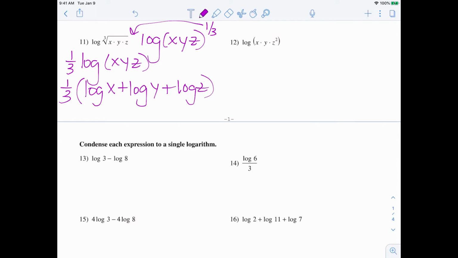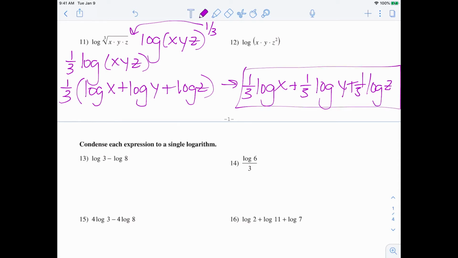And then if I want to, I can distribute the 1/3 through. So I would have 1/3 times the log of x plus 1/3 times the log of y plus 1/3 times the log of z. And then that would be my final answer.